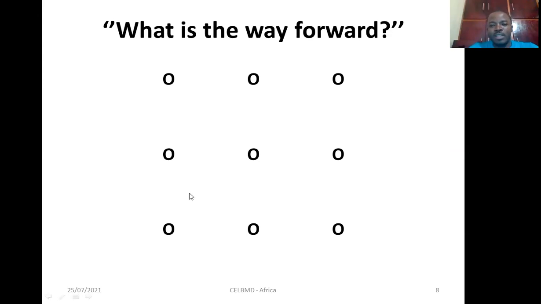At this point, I'd like a participation in this exercise for a minute or two. You'll find on the screen 9 dots. The task is to connect these 9 dots with 4 straight lines without lifting your hand. To connect these 9 dots with 4 straight lines without lifting your hand. We want to define quality.